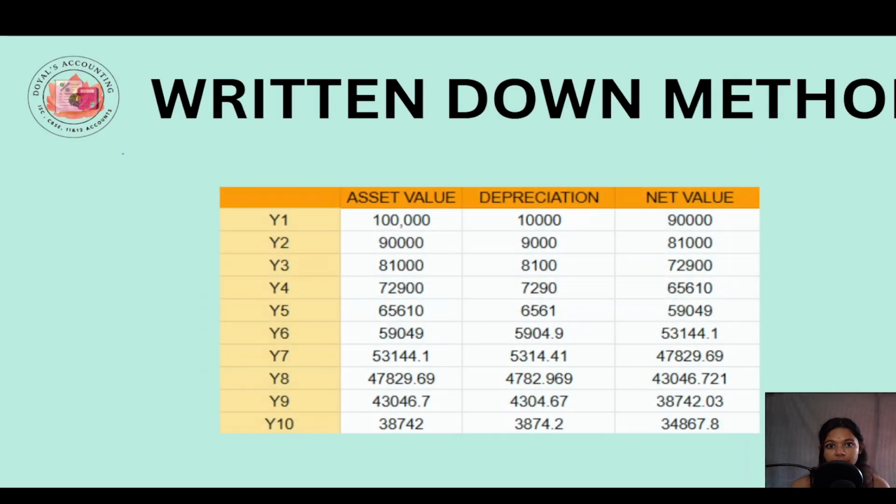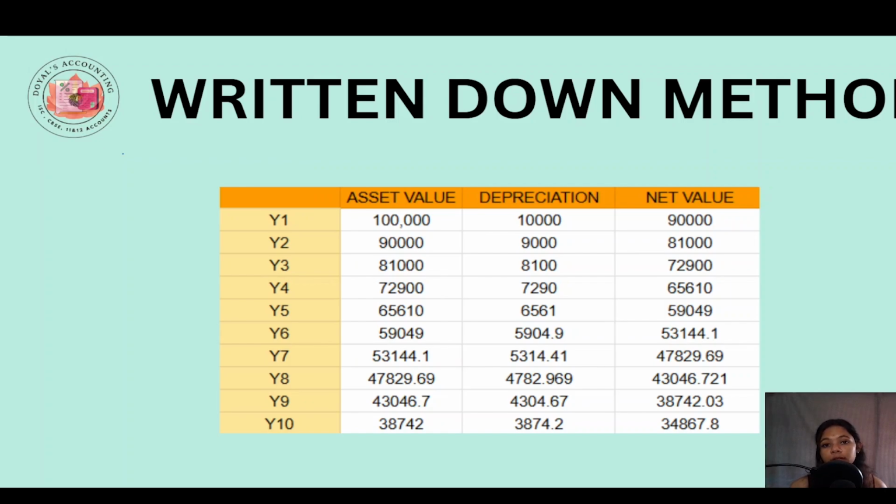Now the next method of calculating depreciation is the written down method. What is the written down method? Like we saw in the straight line method, when depreciation is charged as a percentage, the same amount of depreciation is charged every year. But in the written down method, the same amount won't be charged every year, every accounting year.